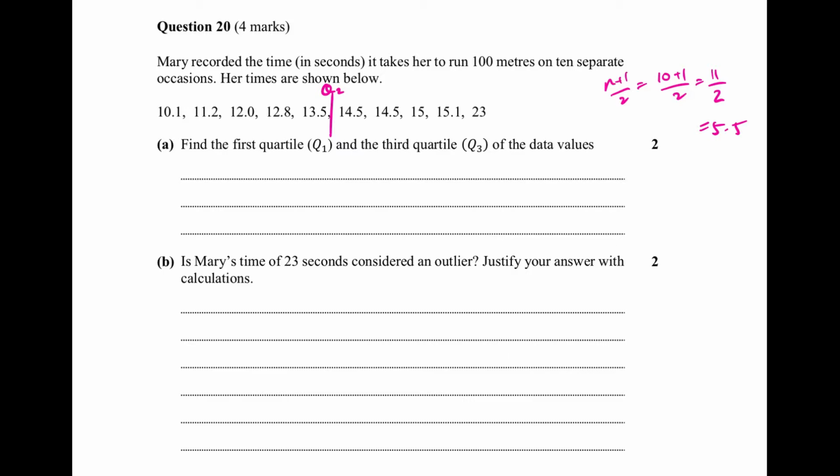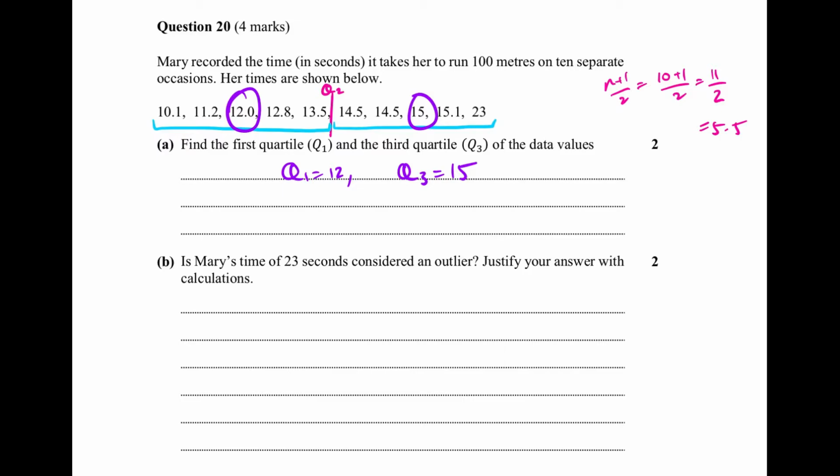I now want to determine Q1, which is really the median of my lower quartile, and Q3 is my median of my upper quartile. I can see it's those ones there. So Q1 is equal to 12, Q3 is equal to 15. Is Mary's time of 23 seconds considered an outlier?